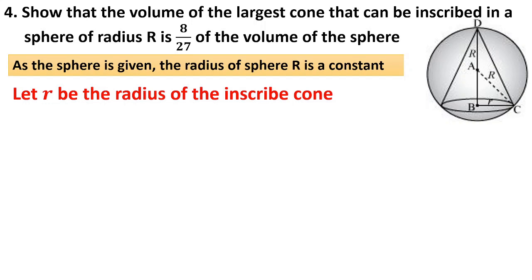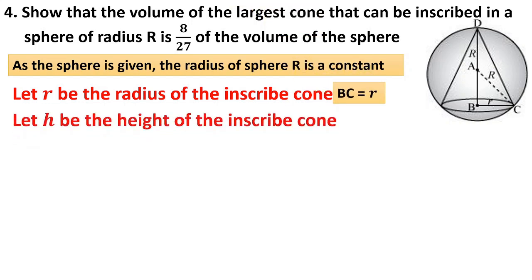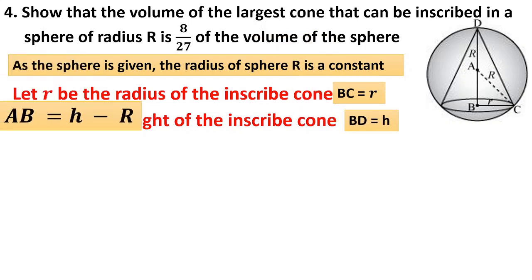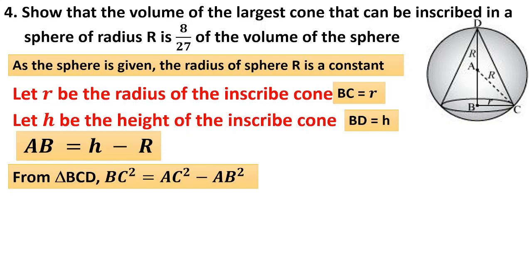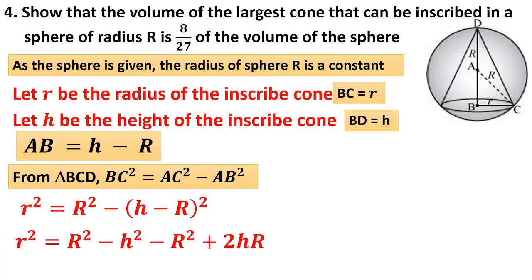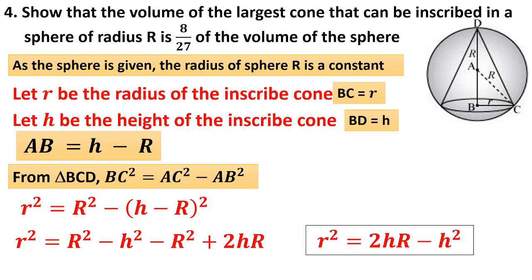Let small r be the radius of the inscribed cone and h be the height. Therefore, from the figure, BC is equal to r. h is the height. Therefore, I am taking that BD is equal to h. And therefore, when you want to find AB, it will be h minus capital R. Very simple, h minus capital R, because AD is capital R, therefore h minus R. Now, from the triangle, BC square is AC square minus AB square using Pythagoras theorem. Therefore, small r square I am finding. Therefore, I want to express r square in terms of h and capital R, one variable expressed in terms of the other variable.